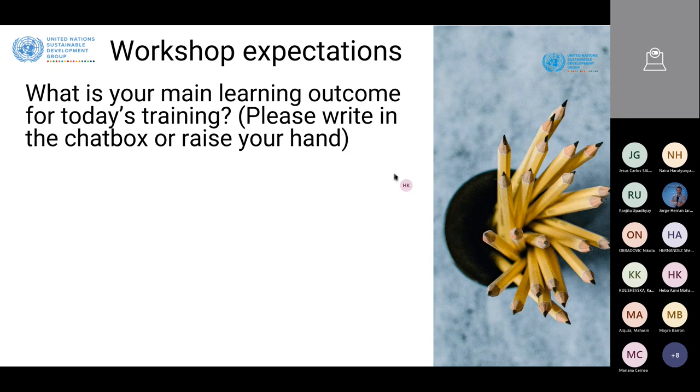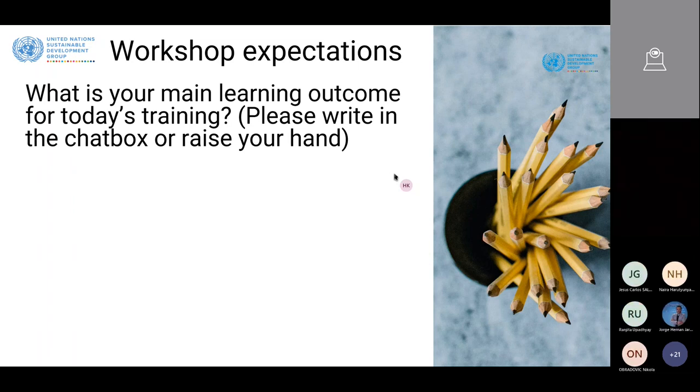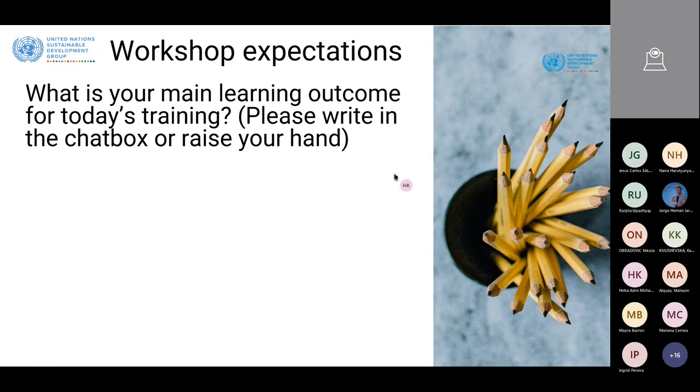For a small group, there's about 26 of us in the call, Heba. Okay, perfect. So what do you wish to learn from this session? And this is both to make it interactive, and to also see if there's something that's not being addressed in the agenda already that Heba can address. We don't have any comments yet. Okay, should we move on?